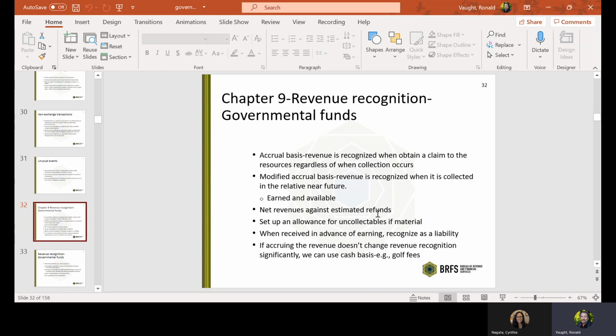Chapter 9, revenue recognition for governmental funds. Accrual basis revenue is recognized when there's a claim to resources, regardless of when the collection occurs. Modified accrual revenue is recognized when it is collected in the relatively near future, so earned and available. Net revenues against estimated refunds. And we set up an allowance for uncollectibles if material. And when received in advance of earnings, it's recognized as a liability. And if accruing that revenue doesn't change revenue recognition significantly, we can use the cash basis, so like the golf fees.